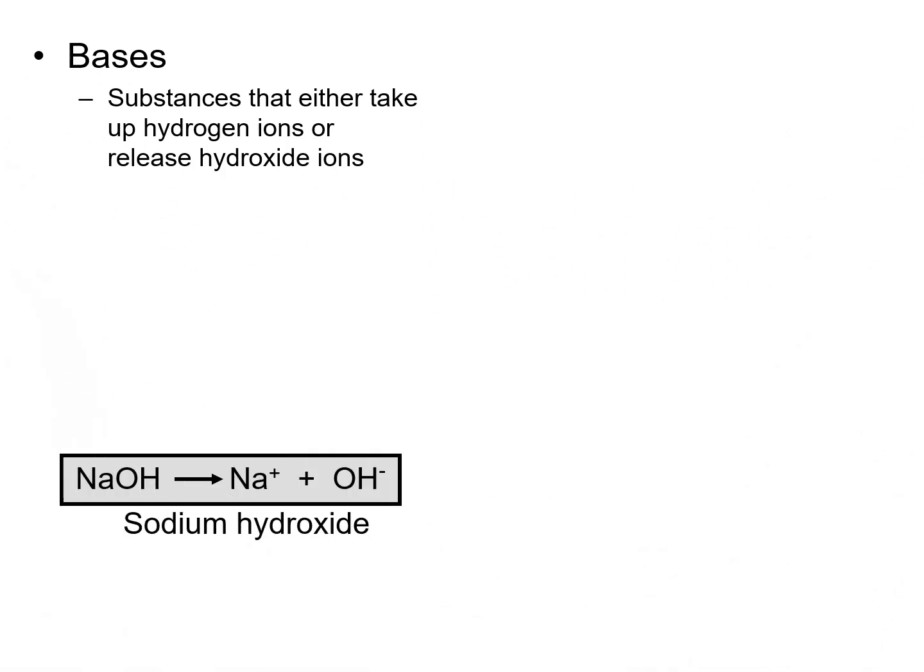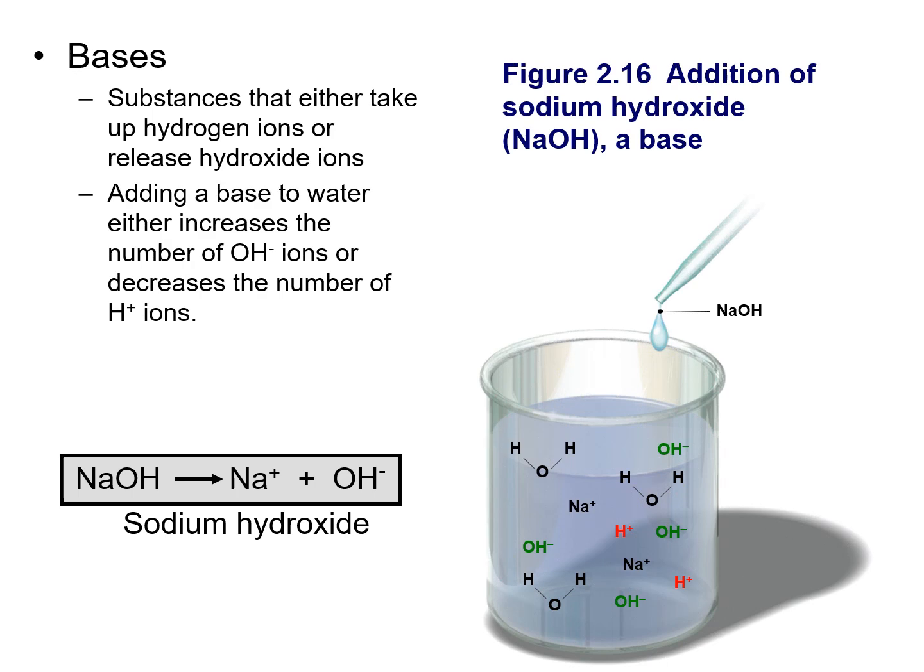Now let's talk about bases. So we said bases are substances that when placed in water either take up hydrogen ions or they release hydroxide ions, which can then take up hydrogen ions. Common examples of bases are milk of magnesia, ammonia, as well as sodium hydroxide. Now, sodium hydroxide is a strong base, like hydrogen chloride is a strong acid, because if you place sodium hydroxide in solution, it pretty much completely dissociates into sodium ions and hydroxide ions.